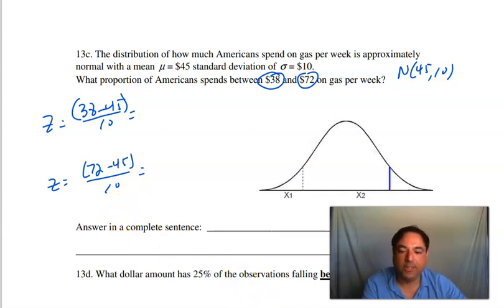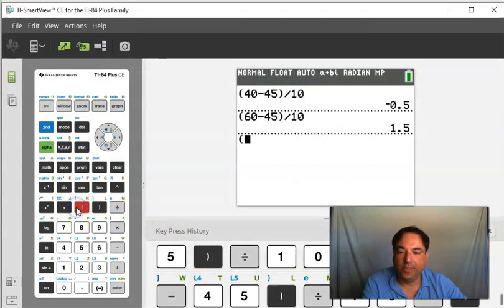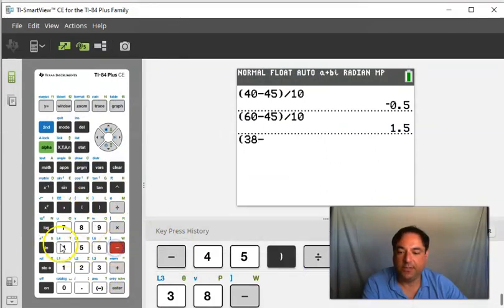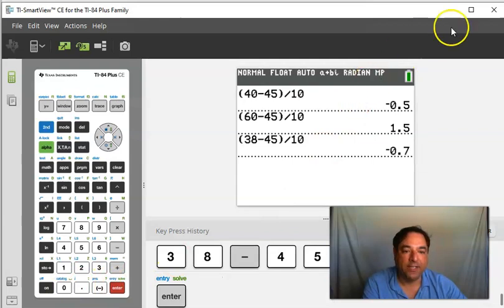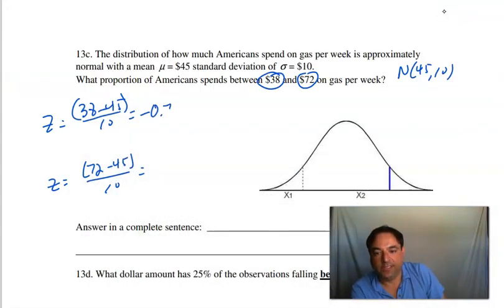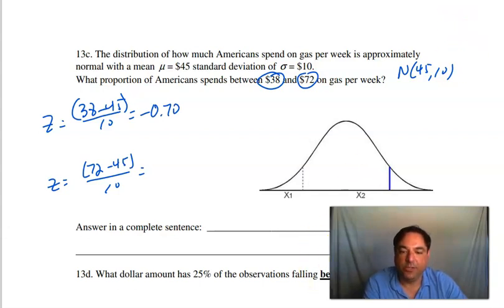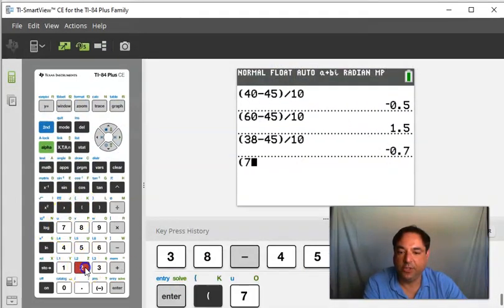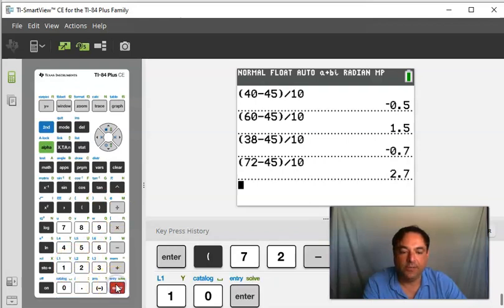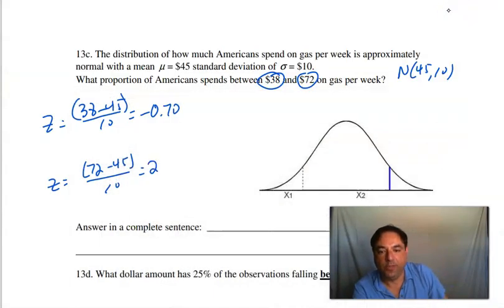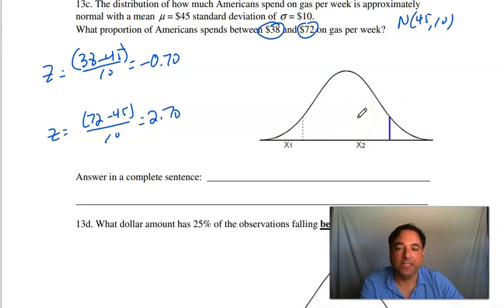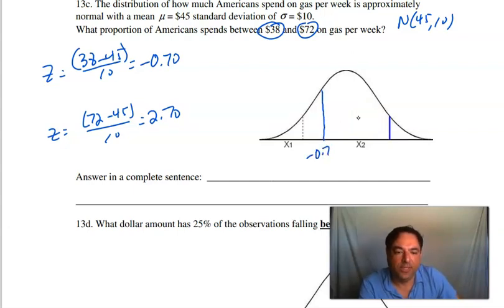We're going to put both of those in the calculator. Be careful typing it in, using parentheses. So we go to the calculator, parenthesis, 38 minus 45, close parenthesis, divided by 10. That gives us a z-score of negative 0.70. Then we'll do 72: parenthesis, 72 minus 45, parenthesis, divided by 10. That gives you 2.70. This is an in-between problem, so we draw and shade everything in between. Negative 0.70 is to the left, 2.70 is to the right, and we shade everything in between.